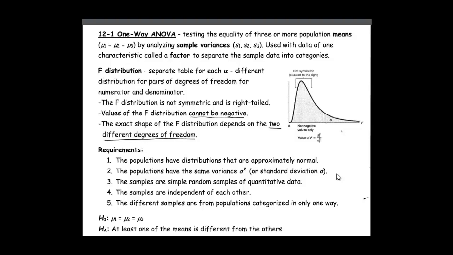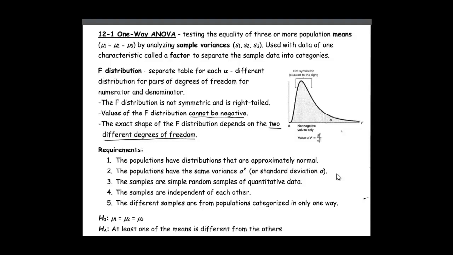Okay, in this last lesson on one-way ANOVA, we are going to test the equality of three or more population means. The assumption is that the means are equal to each other, but what we're going to do is analyze the sample variances of each of these different groups. We're going to use data from a population broken down into the different factors.